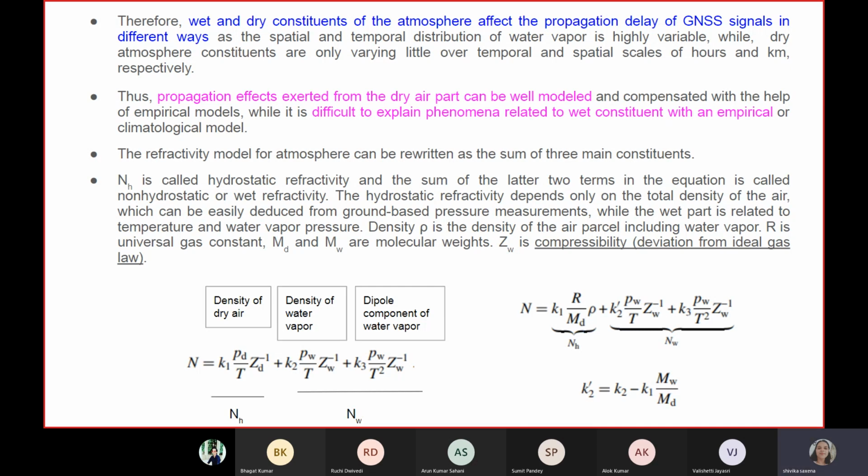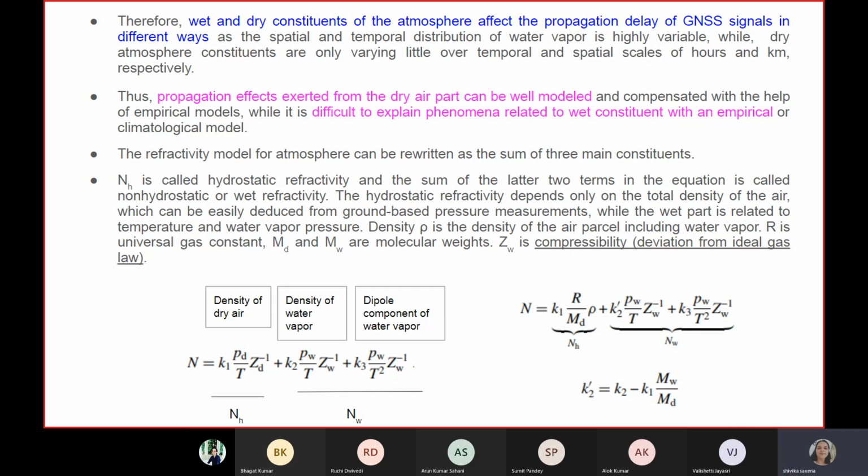That is why there are two different propagation effects. So we understand this total refractivity as comprising two different parts: the dry part, caused by dry gases or dry air, and the wet part, caused by the water vapor contained inside the atmosphere. This water vapor effect can further be divided into two portions: one caused by the density of water vapor, and the other caused by the dipole component of the water vapor. You can see the following equations.